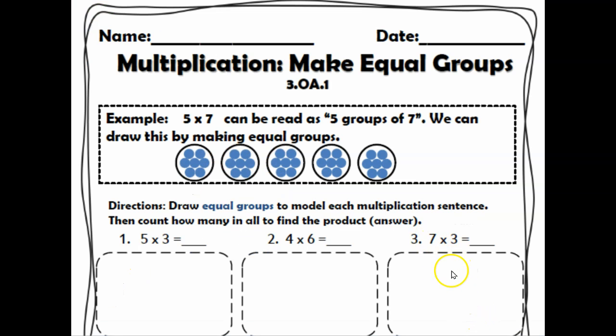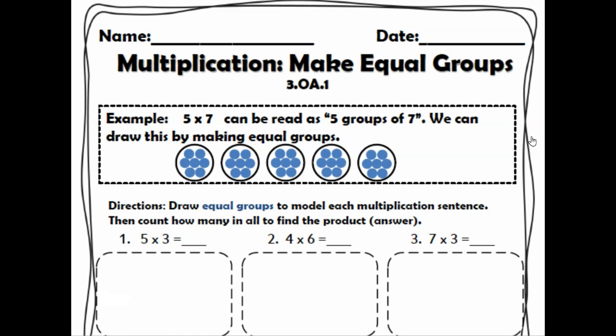So let's do this together, okay? It says, obviously you don't have this on your book, okay? It says draw equal groups to model each multiplication sentence, then count how many in all as a product, okay? So the first one, it says 5 times 3.